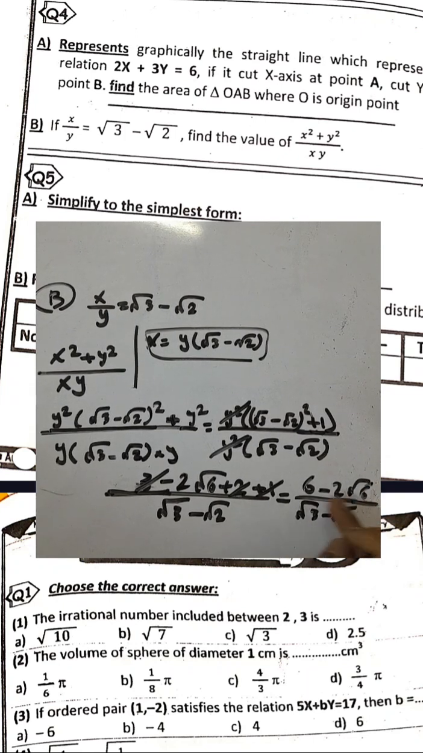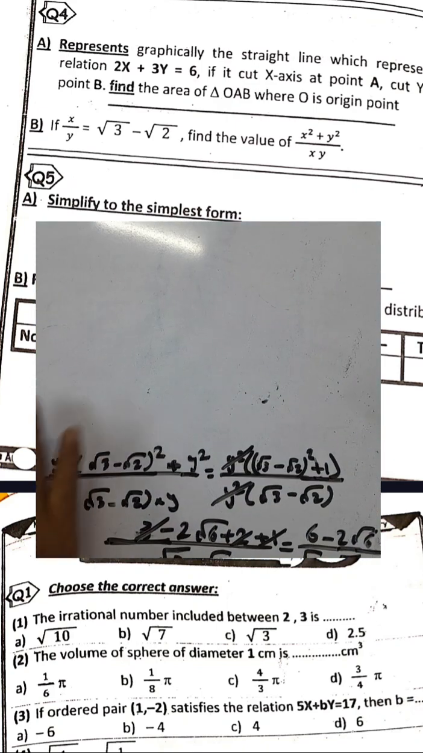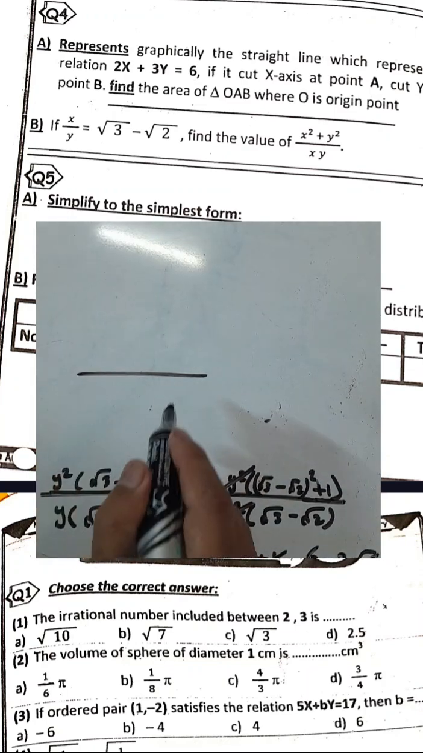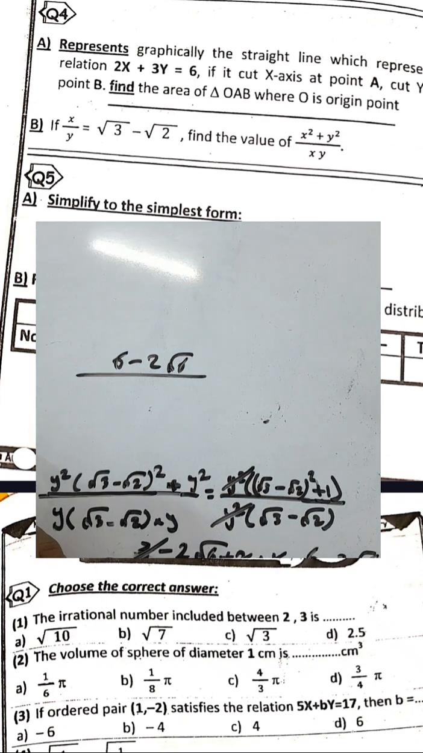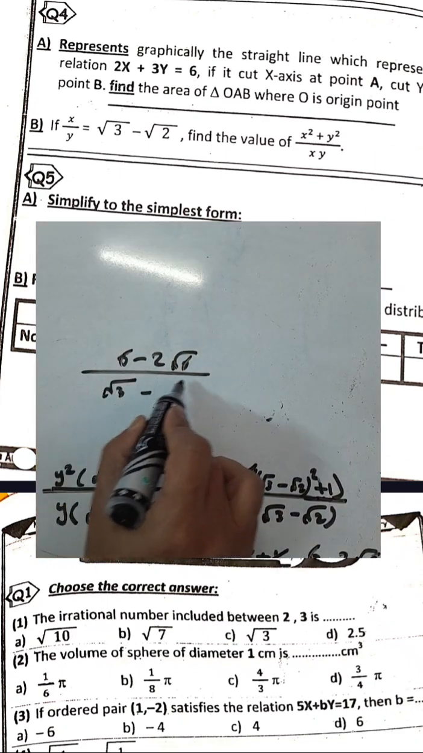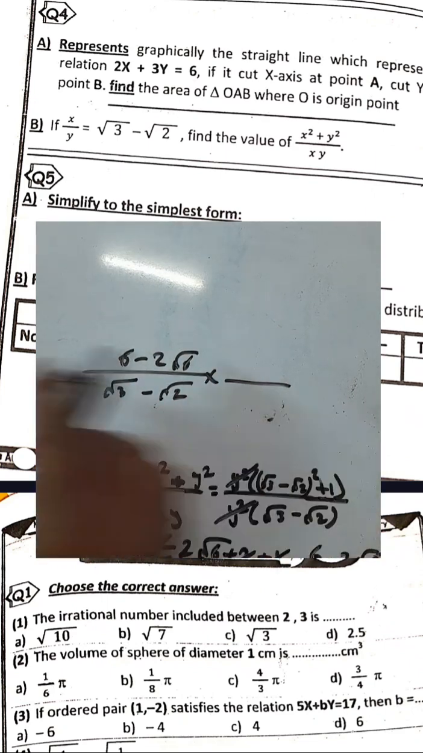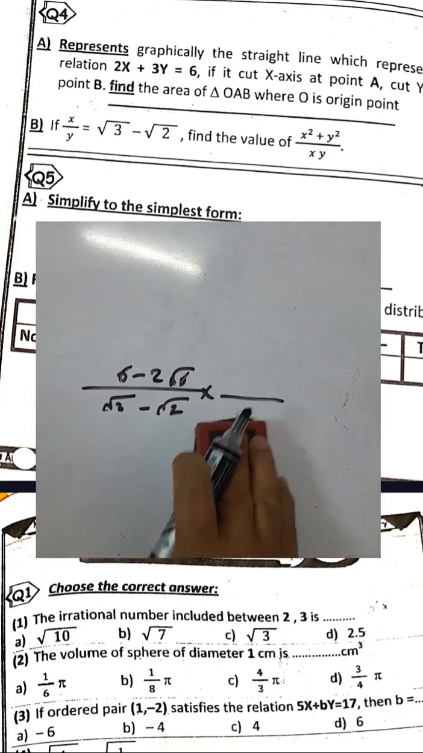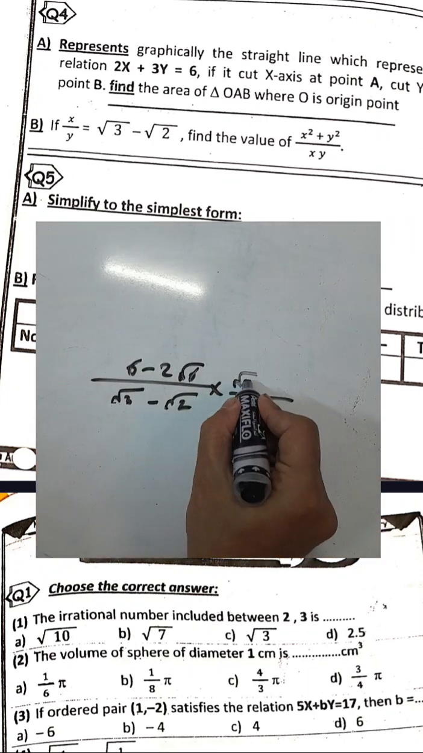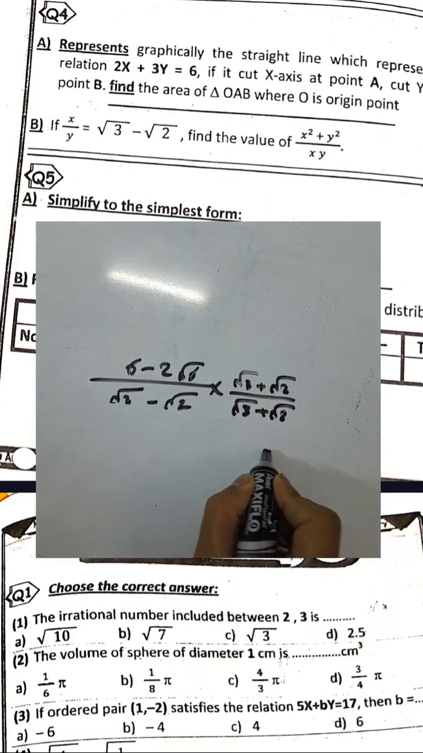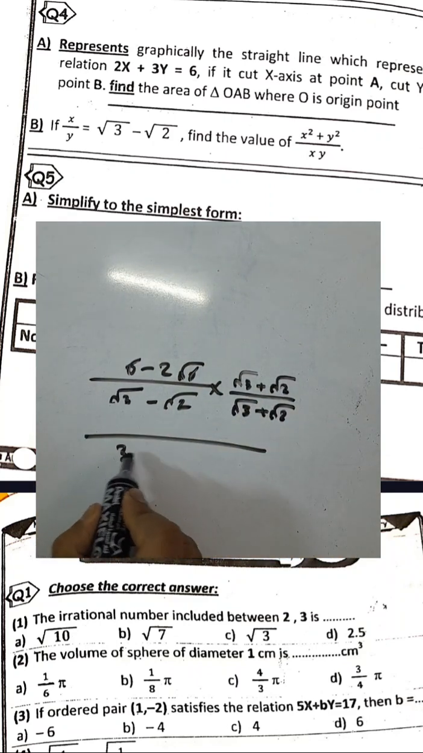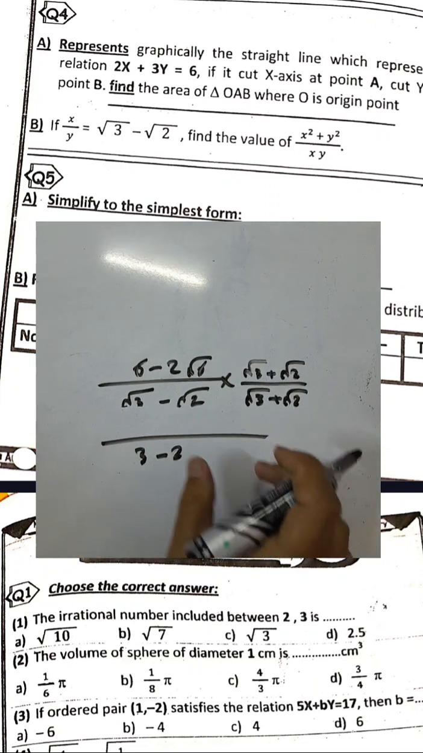You can write 2 as the common factor between the two terms here, outside, or complete it. I will complete it up here, because you have more space here than down. 6 subtract 2 root 6, over root 3 minus root 2. And then you can multiply by the conjugate, root 3 plus root 2 over root 3 plus root 2. Root 3 times root 3 equals 3 minus 2 in the denominator, because we have the conjugate.